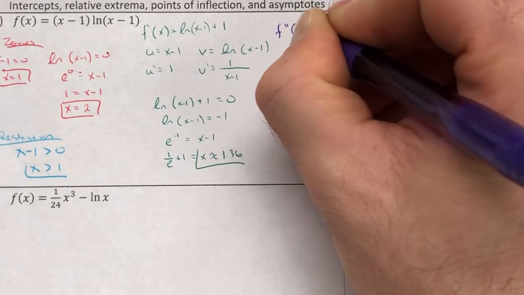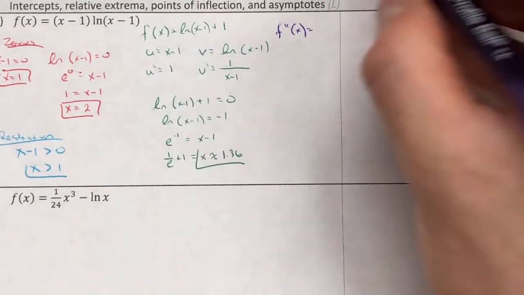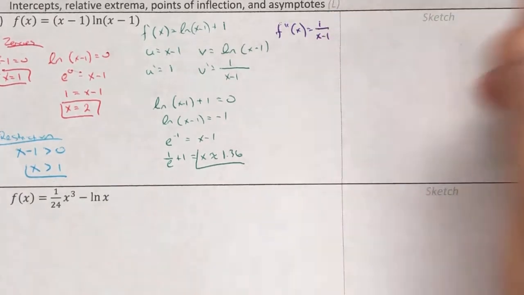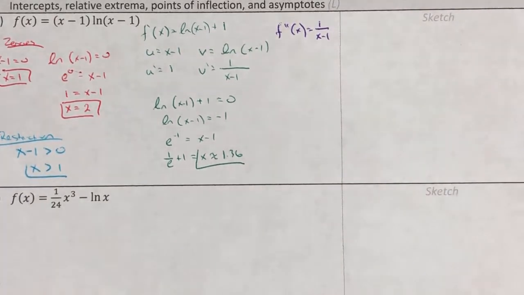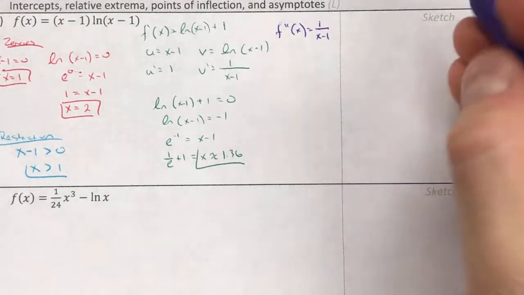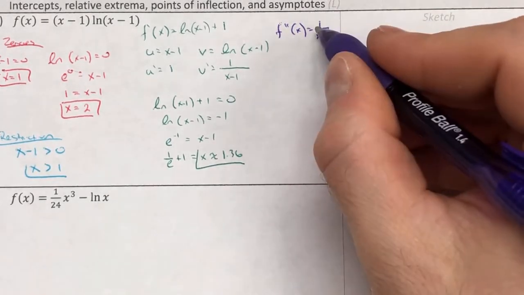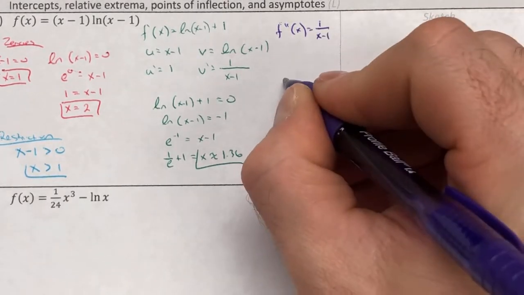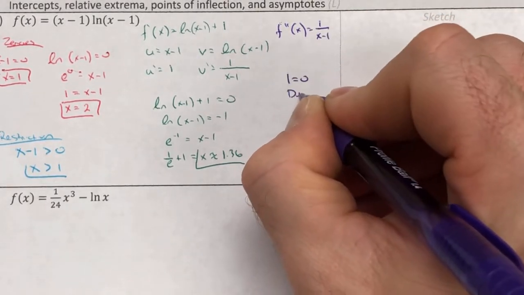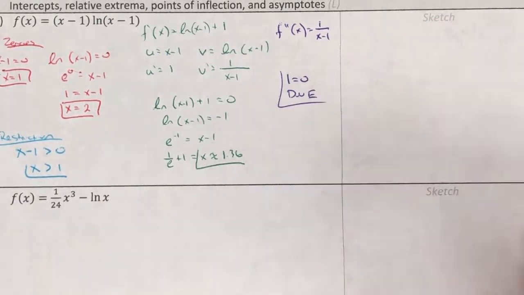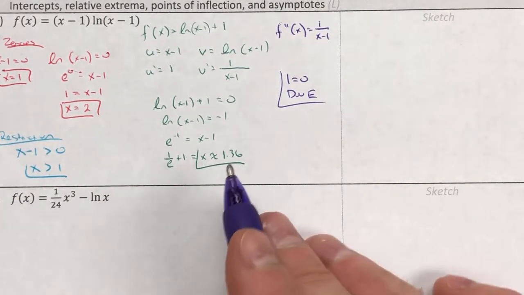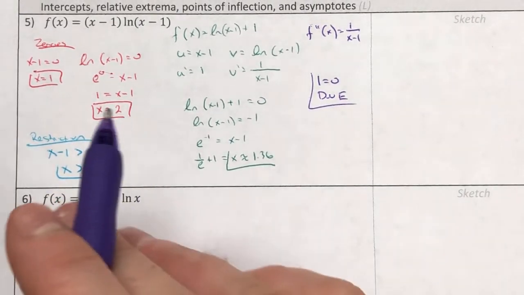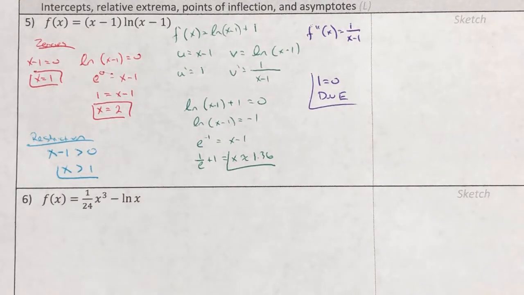So f double prime of x, let's see, that's going to end up being 1 over x minus 1 times the derivative of that, which is going to be 1. So we've got that. And if I set this equal to 0, I'm going to run into a problem because I'm only looking at the top. And so when does 1 equal 0? So this graph does not change inflection. I have either a max or minimum point. No changes going on here. I also know that one of my zeros is my starting point.